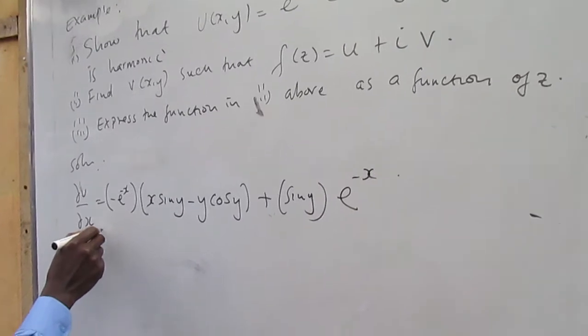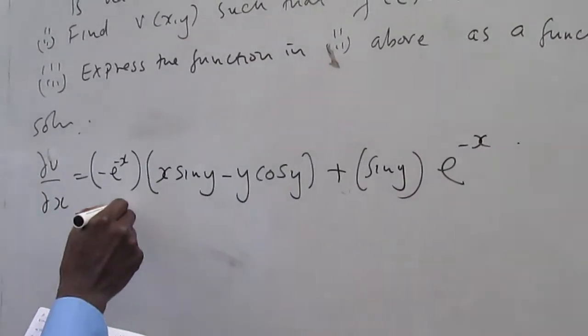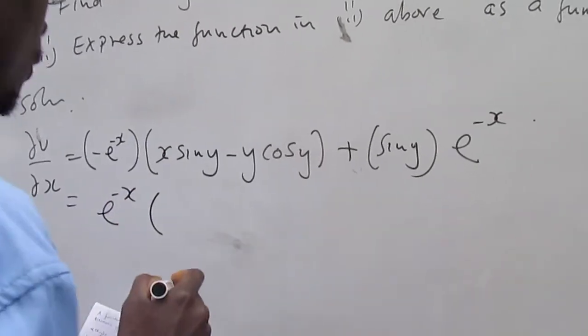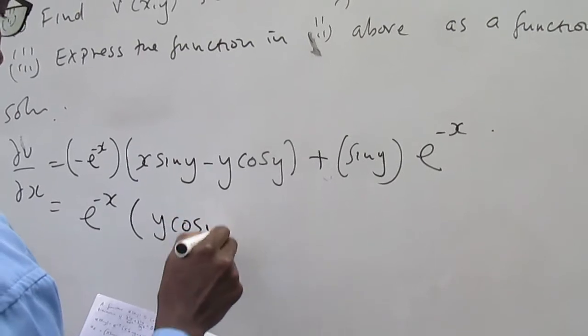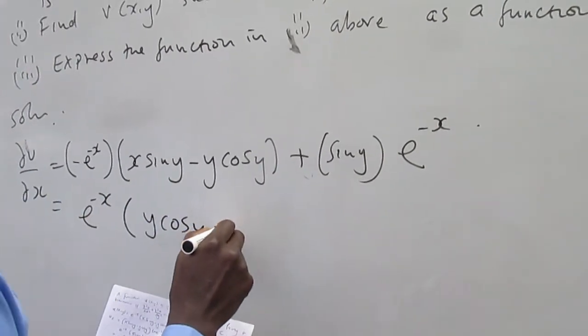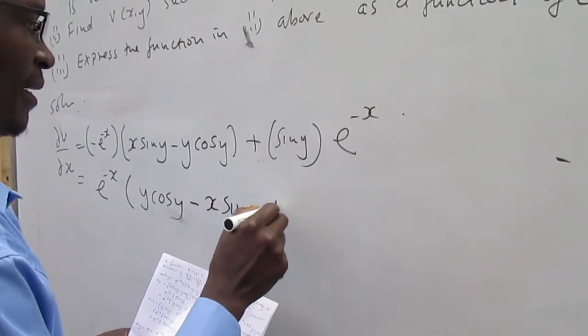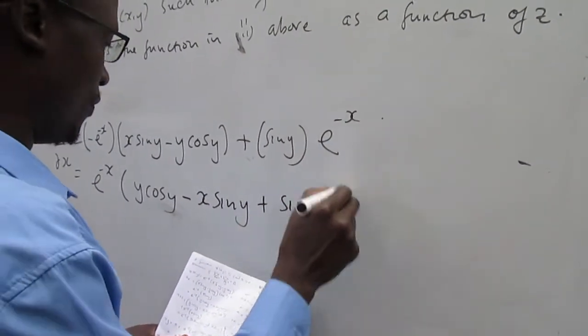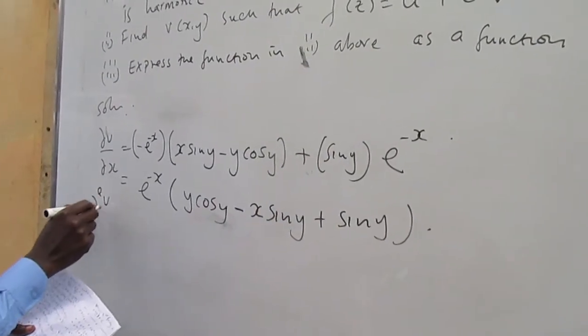so I'll get the sine of y and I leave this constant e to the minus x. And if you simplify this, you should be able to get e to the negative x into y cosine y minus x sine y plus sine y. So next we also differentiate it again with respect to x.